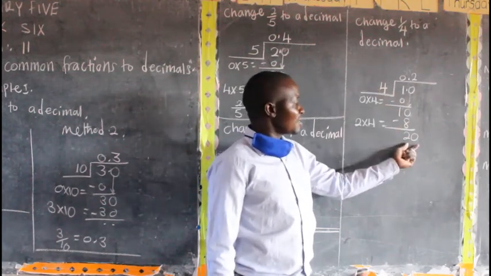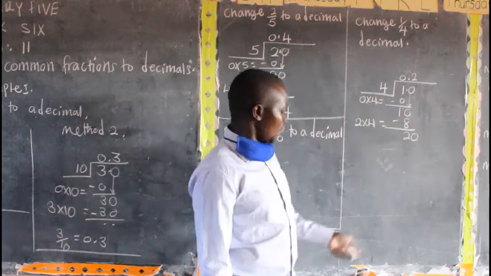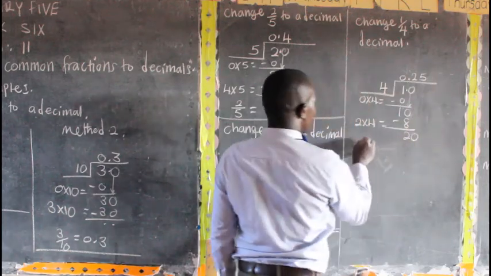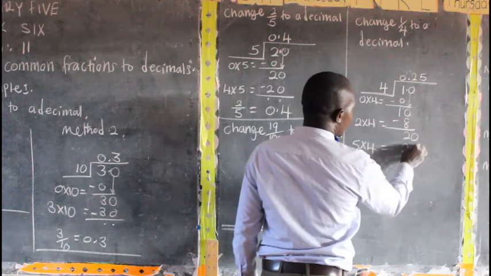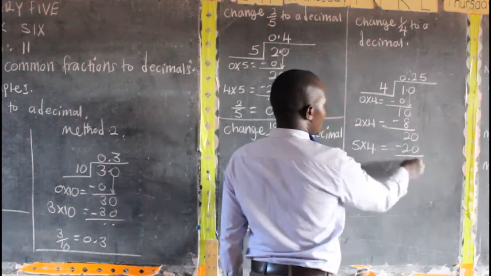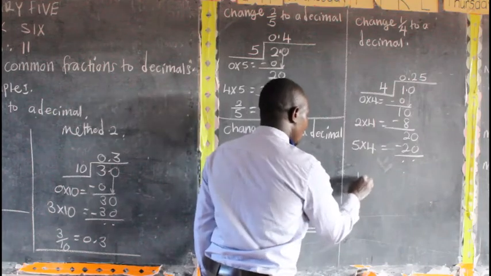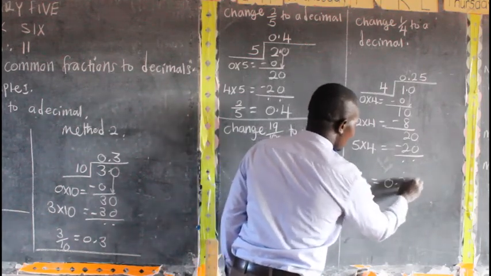So now it takes us to have 20. Now 20 divided by 4 is 5. Then you say 5 times 4 is equal to 20. Then you subtract, here it is 0, here it is 0. So, therefore, 1 out of 4 is equal to 0.25.